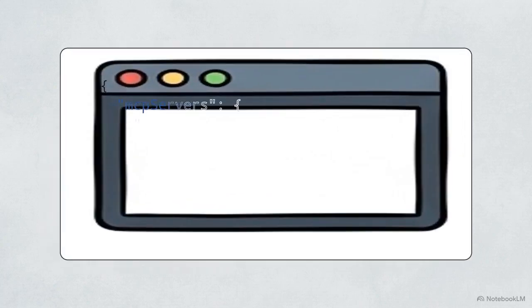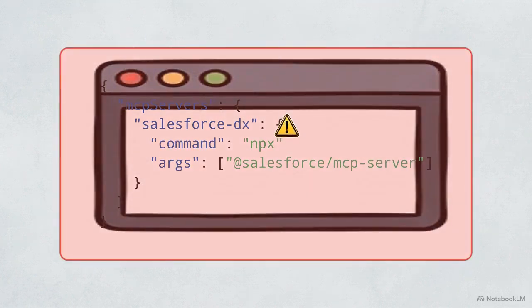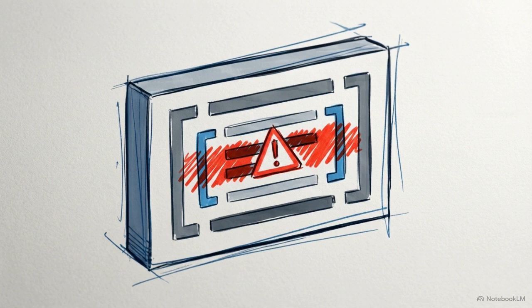Open it. In mcpServers, add a block named Salesforce DX. Set command to npx and args to @salesforce/mcp server. JSON syntax is strict. A missing comma breaks the configuration and prevents loading. This configuration file acts as your AI's core instruction manual, dictating exactly how it should discover and communicate with your local Salesforce environment. Even with the server registered, the AI is completely blocked from interacting with your authenticated orgs by default. We have to grant it access.